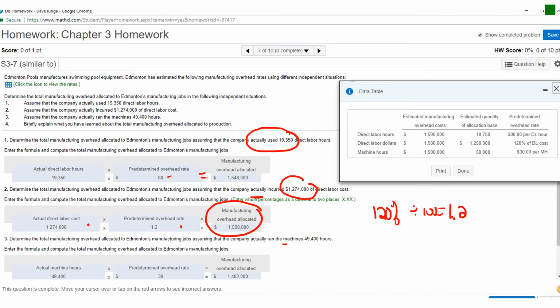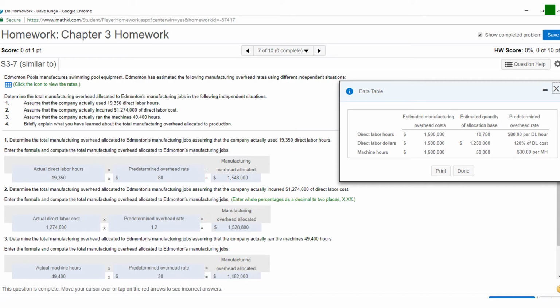And then under the last one, they want you to use machine hours. They actually had 49,400 machine hours. So you take that multiplied by the $30, which is your rate, and it gives you 1,482,000. So that's 1, 2, and 3. Then the last one says, briefly explain what you've learned about the total manufacturing overhead allocation to production.